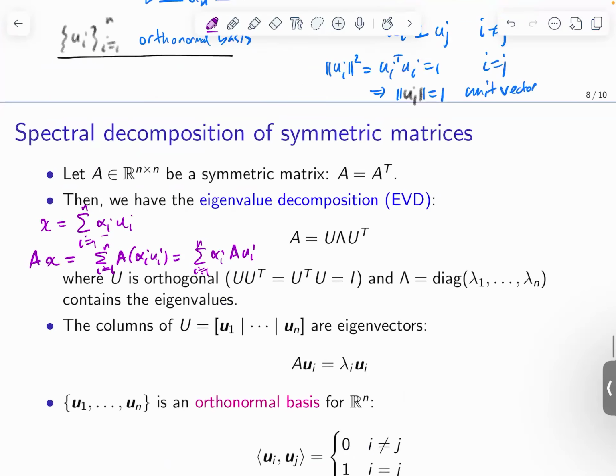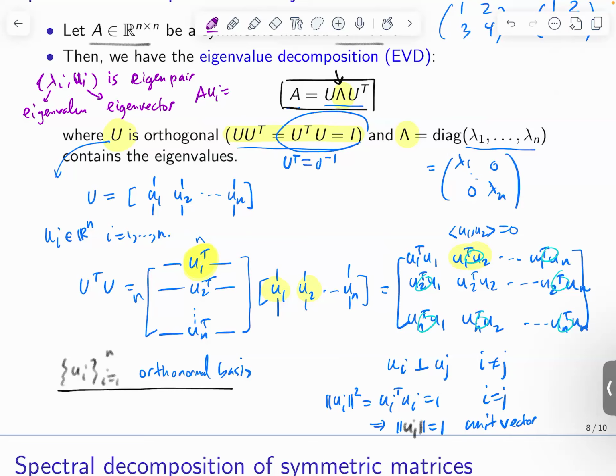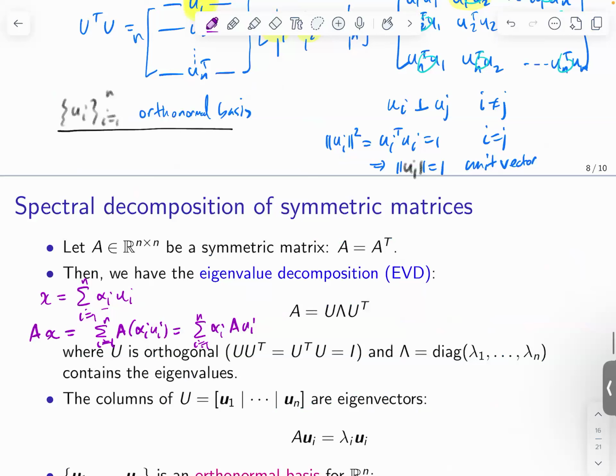I didn't mention this: because they're eigenpairs, I have A u_i = lambda_i u_i. That is what it means. So for each u_i, when I multiply by A, I get lambda_i u_i. That's what it means for u_i and lambda_i to be an eigenpair of A. And you notice something very interesting. You started from this, and we got that Ax is equal to the summation of alpha_i lambda_i u_i.